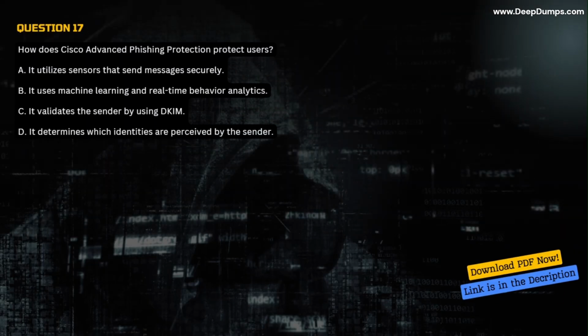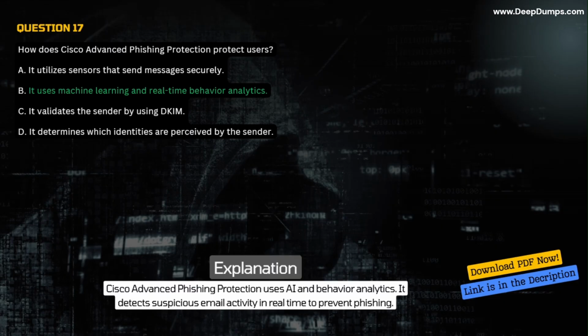Question 17. How does Cisco Advanced Phishing Protection protect users? A. It utilizes sensors that send messages securely. B. It uses machine learning and real-time behavior analytics. C. It validates the sender by using DKIM. D. It determines which identities are perceived by the sender. Correct answer B. It uses machine learning and real-time behavior analytics. Explanation. Cisco Advanced Phishing Protection uses AI and behavior analytics. It detects suspicious email activity in real time to prevent phishing.